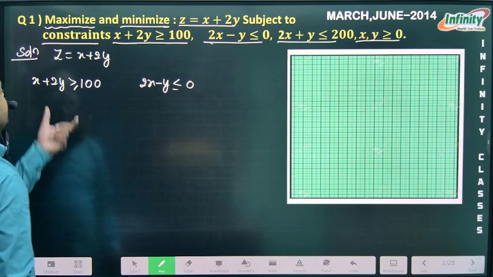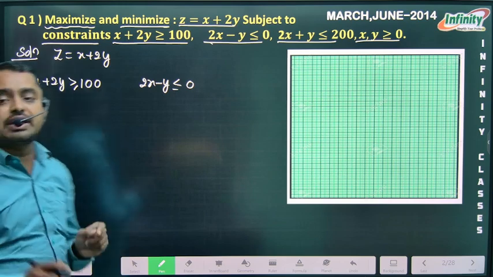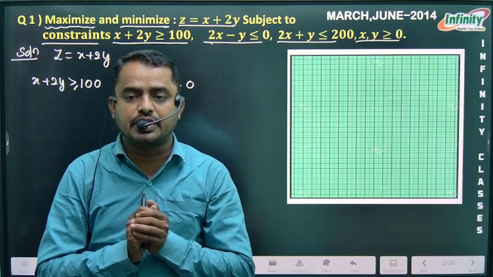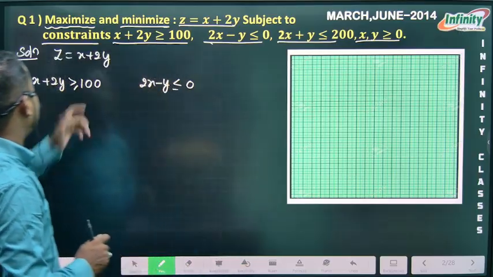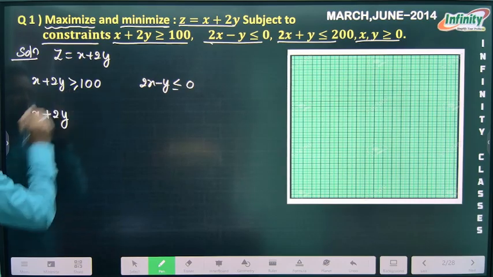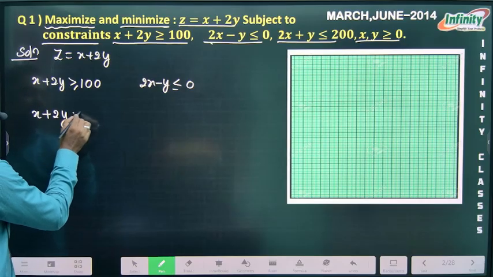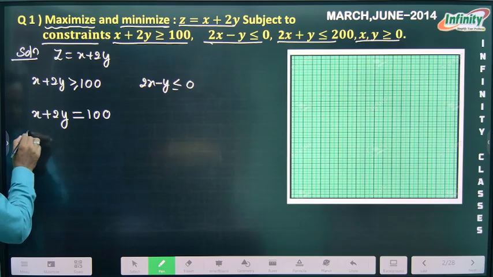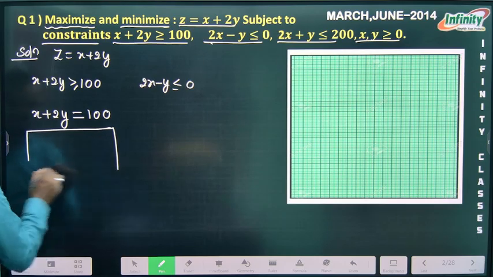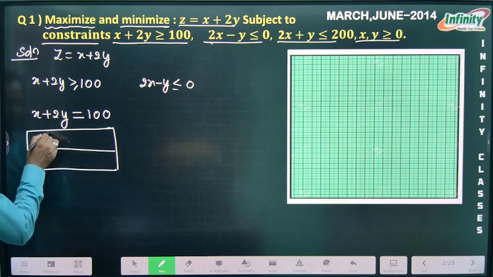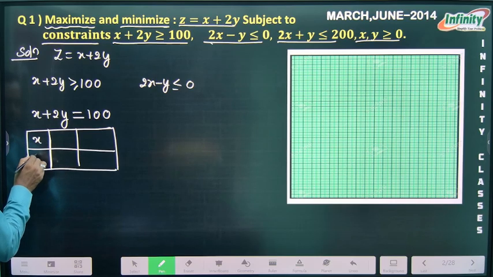So first, for the first constraint, we have to find the coordinate table for the x coordinate and y coordinate. For that we write the inequality as an equation here, x plus 2y. We remove the inequality sign, that is greater than or equal to, and write equal to 100. So we are converting it into an equation and finding the two coordinates of this line, this constraint, that is x coordinate and y coordinate.